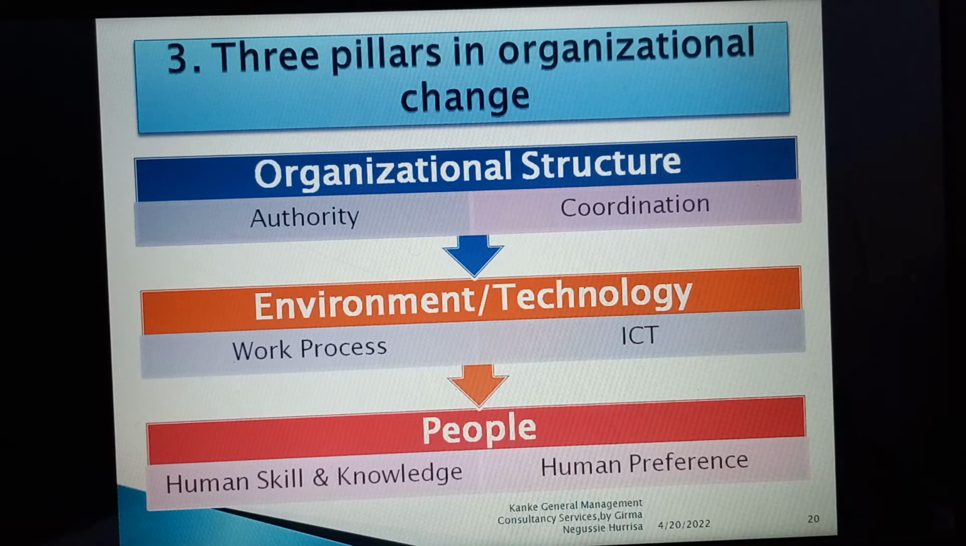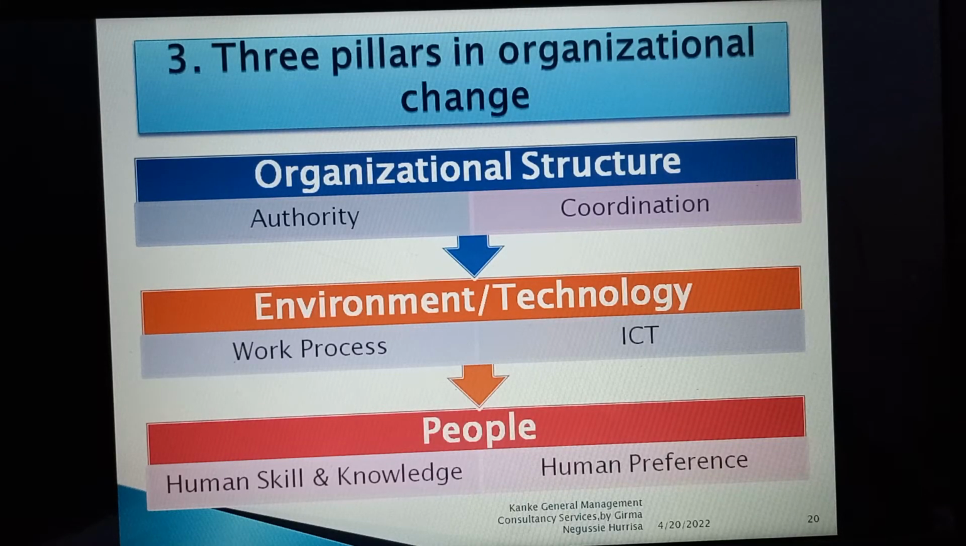There are 3 pillars in change management. The first one is organizational structure. This organizational structure could be the authority, how authority will be delegated, how authority will flow between the top management and operational level management. Coordination, how the task will be coordinated.